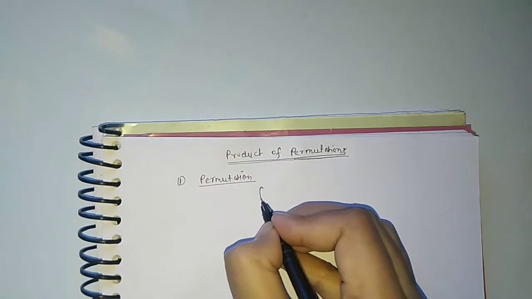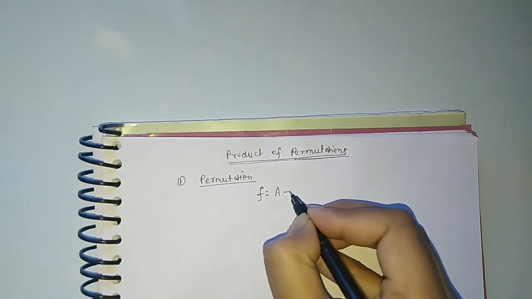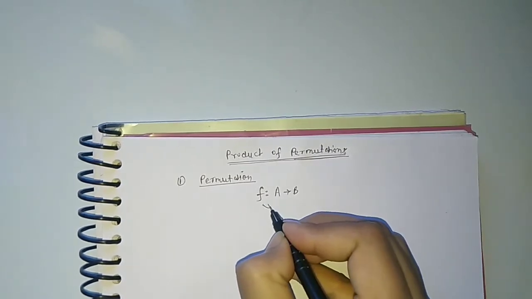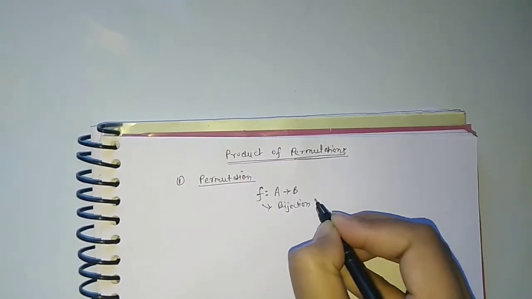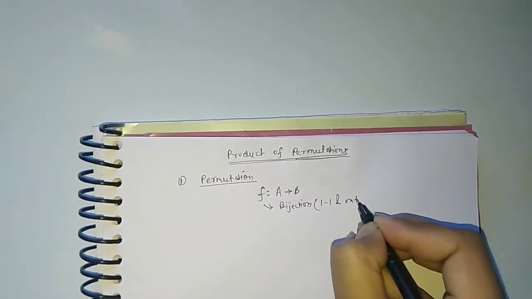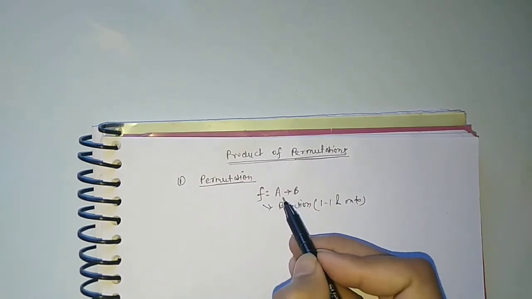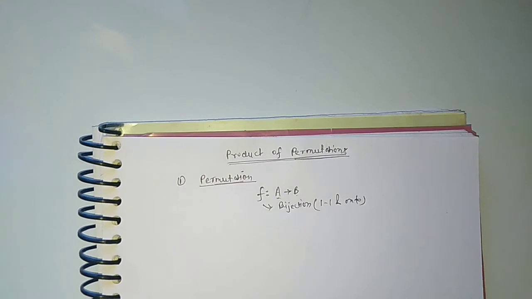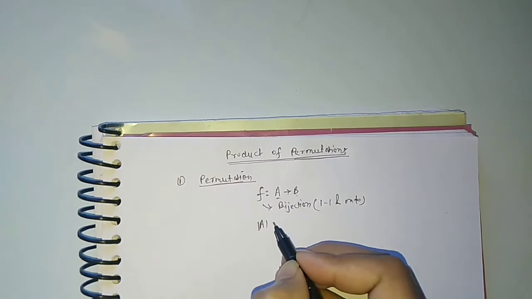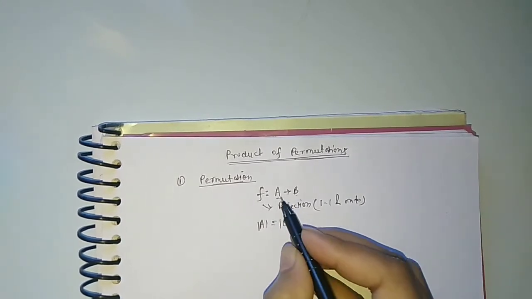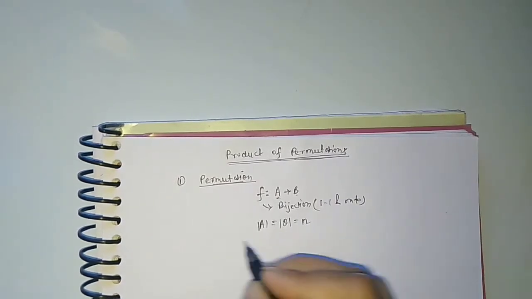Permutation is nothing but a bijection map. That is, let F be a map from the set A to B, and if this map is a bijection, that is a one-one and onto map, then this map will be called a permutation on set A to set B. As F is a permutation, that is a bijection, the cardinality of both sets will be equal to n, that is both are the same.